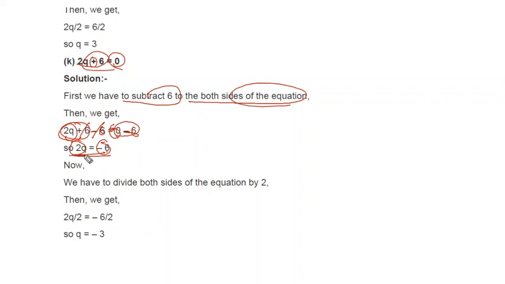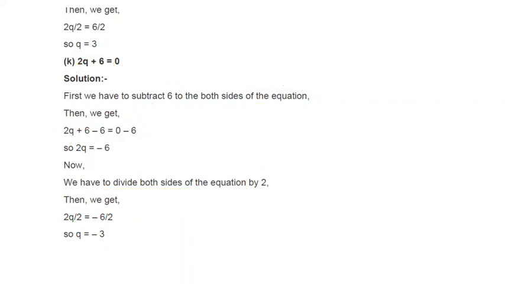Now we have 2 into q, so we will divide by 2. Divide both sides of the equation by 2. After dividing, what we will get? 2q divided by 2 equal to minus 6 by 2. Now 2 cancels. q equal to minus 6 by 2, which is minus 3. Okay, in this way you have to solve.